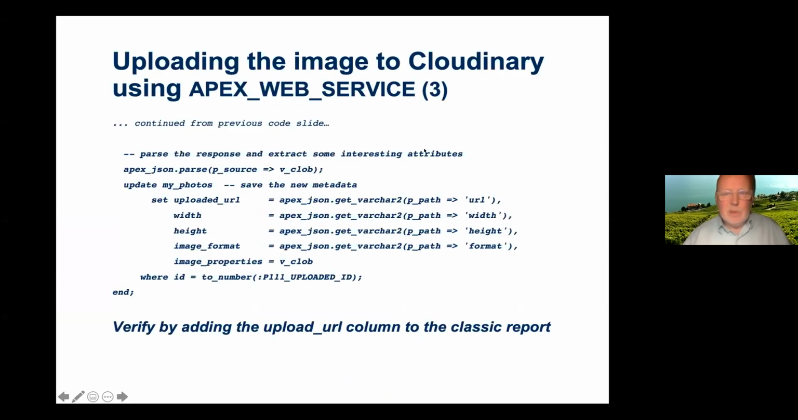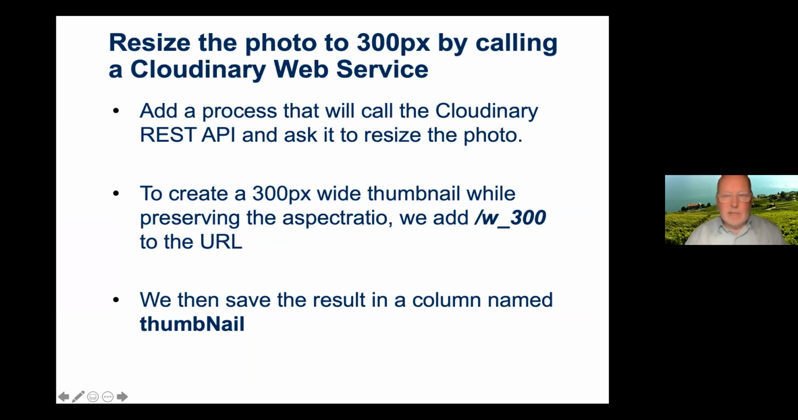So next step, we now want to resize the picture. We don't want to be passing high resolution pictures across the HTTP all the time, just clogging up our bandwidth. We want to resize it so we can have a 300 pixel one. So we add another process that will call Cloudinary to resize that picture. Now in Cloudinary, if we want to do that and preserve the aspect ratio, we add the W_300 to the URL. And then we save the result in a column that we've called thumbnail.